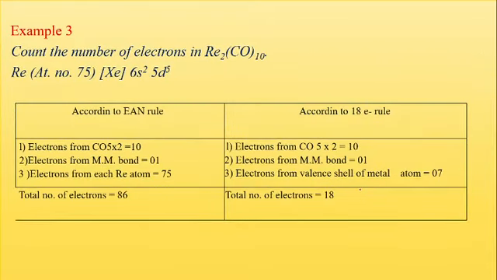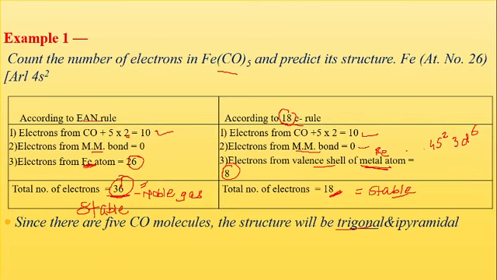The next example is Re2(CO)10. The valence electronic configuration of the noble gas before it is Xe, and the nearest noble gas is radon.